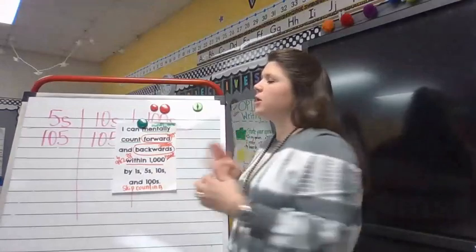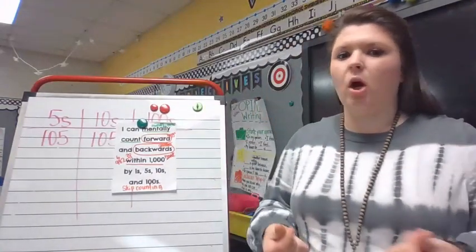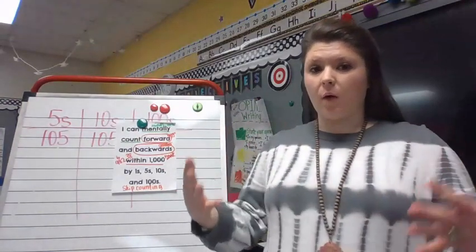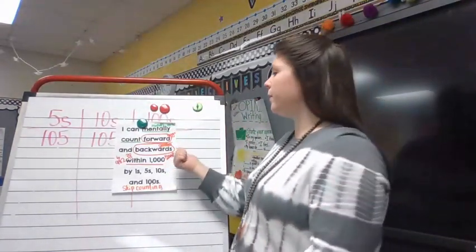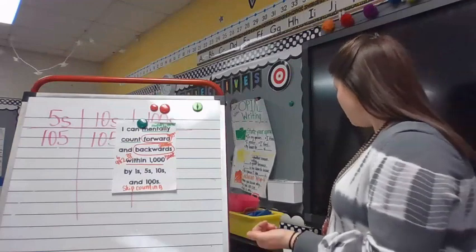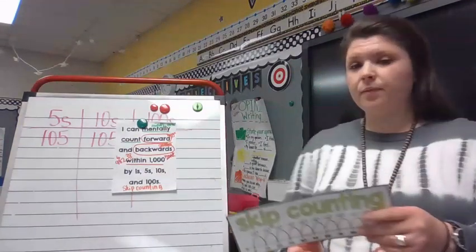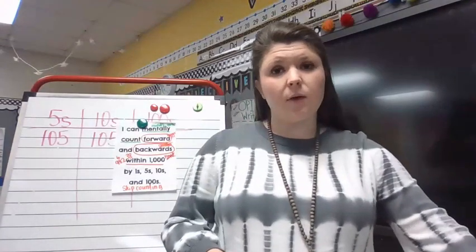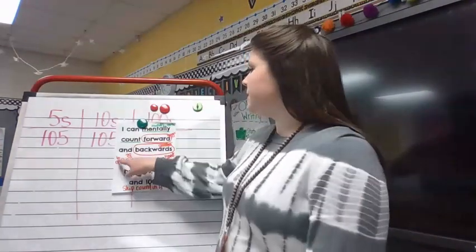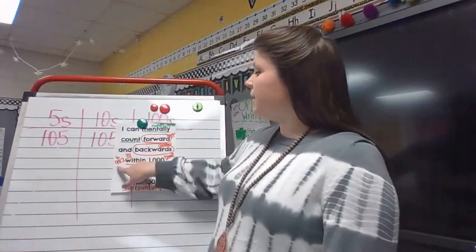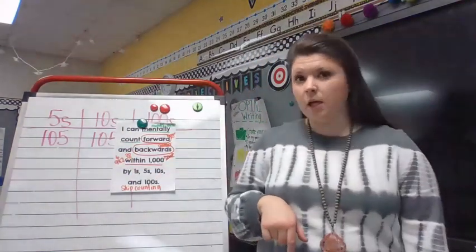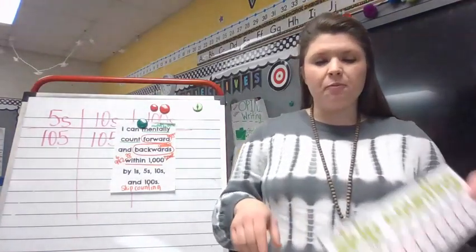Remember, mentally means in our minds and being able to do it automatically. When we count forward, that's when our numbers are getting larger. When we're counting backwards, that means our numbers are getting smaller. Within 1,000 are all the numbers that are less than 1,000, right? Like 6, 982, 38. 1,012 is not within 1,000, okay?